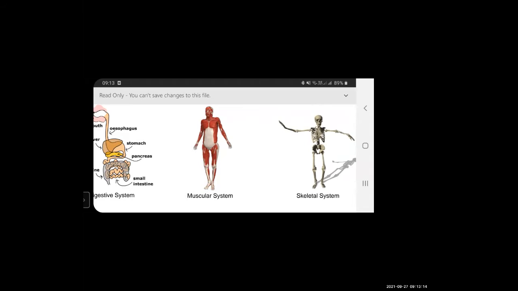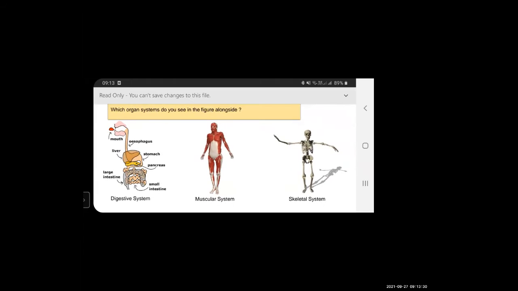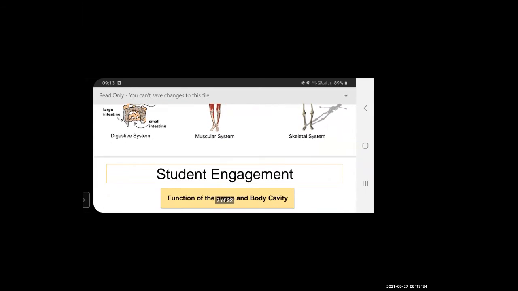The next picture is about the skeleton. It is the body cavity, right? You can see the skeleton of our human body. In Hindi, you can say it as kankal. So, to be very easy for you. Did you all understand this?